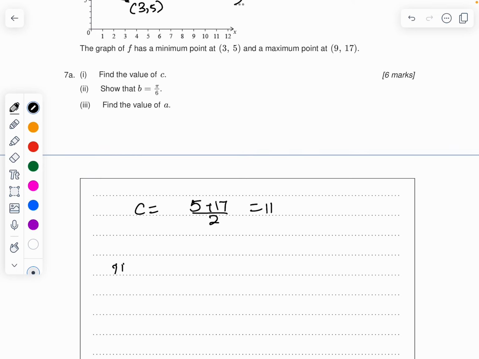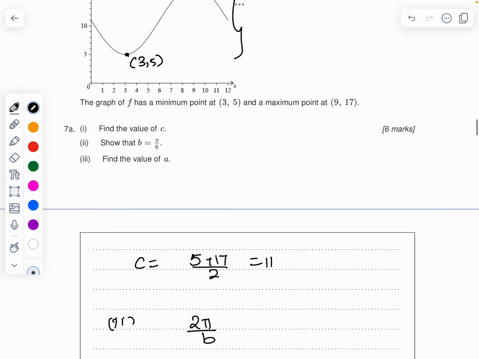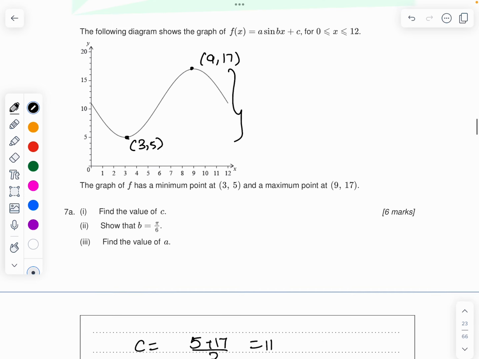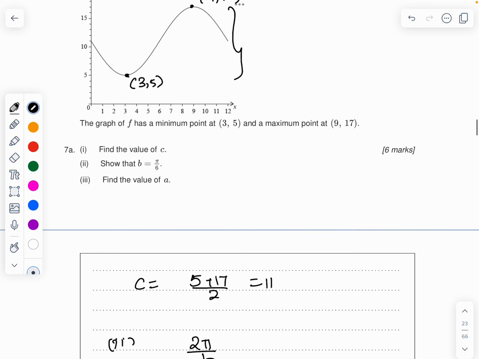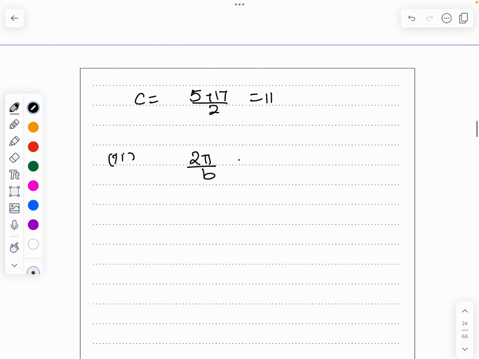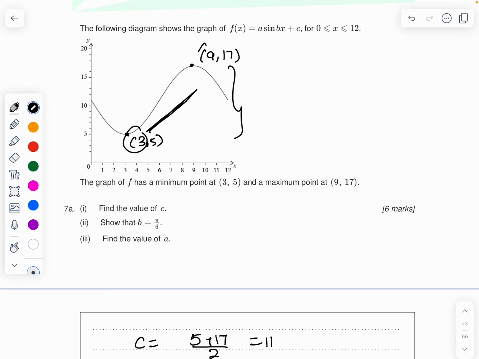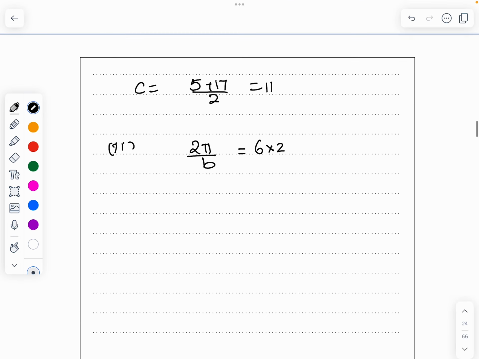Then part 2, b, the period. The period is 2 pi by b. What is the period of this function? The difference from 3 to 9 is 6, which is half a period. So the period is going to be 6 times 2, 12, because it takes a total of 12 to complete one full period. So b equals 2 pi by 12. So b equals pi upon 6.